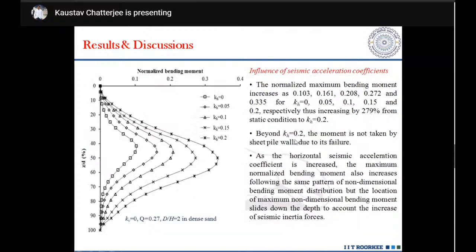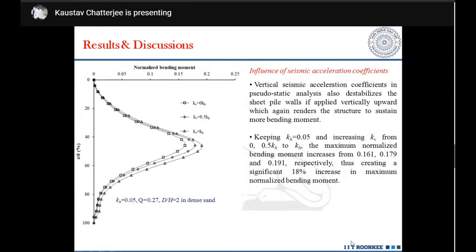Okay, now we go to the variation of bending moment with depth. Okay, that is for different magnitudes of earthquake from kh equals 0 to 0.15. It is seen that the normalized bending moment increases, okay, around 279%, as we can see from this particular figure. As the horizontal seismic acceleration coefficient is increased, the maximum normalized bending moment also increases, following the same pattern, but the location of the maximum bending moment slides down the depth to account for the increase of the seismic inertia forces.